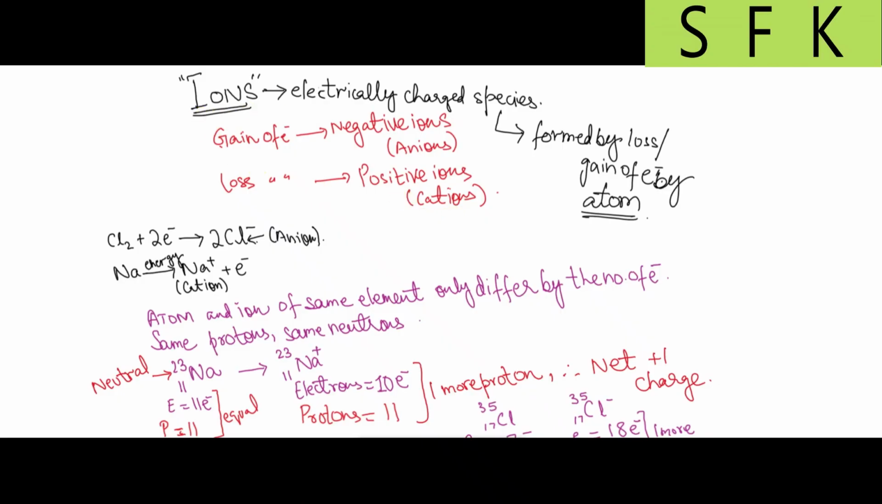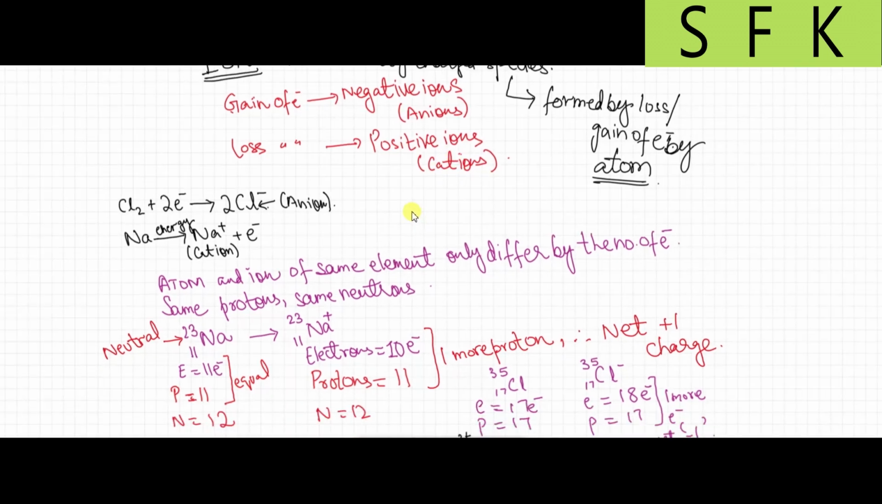In this video, we are going to talk about ions. An ion is any species that is electrically charged. It is formed when an atom loses or gains electrons. Loss of electrons results in positive ions. Gain of electrons results in negative ions. Negative ions are also called anions. Positive ions are also called cations.